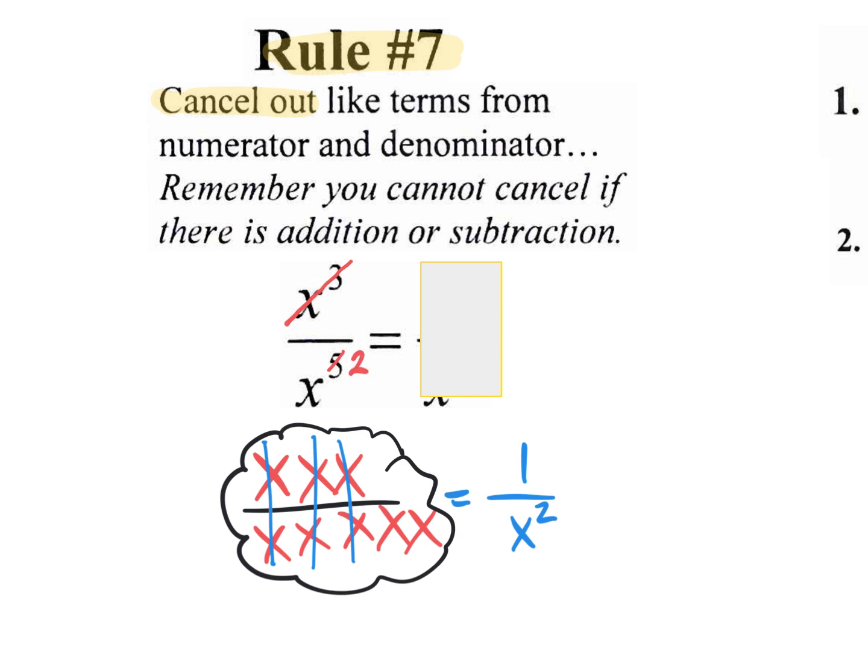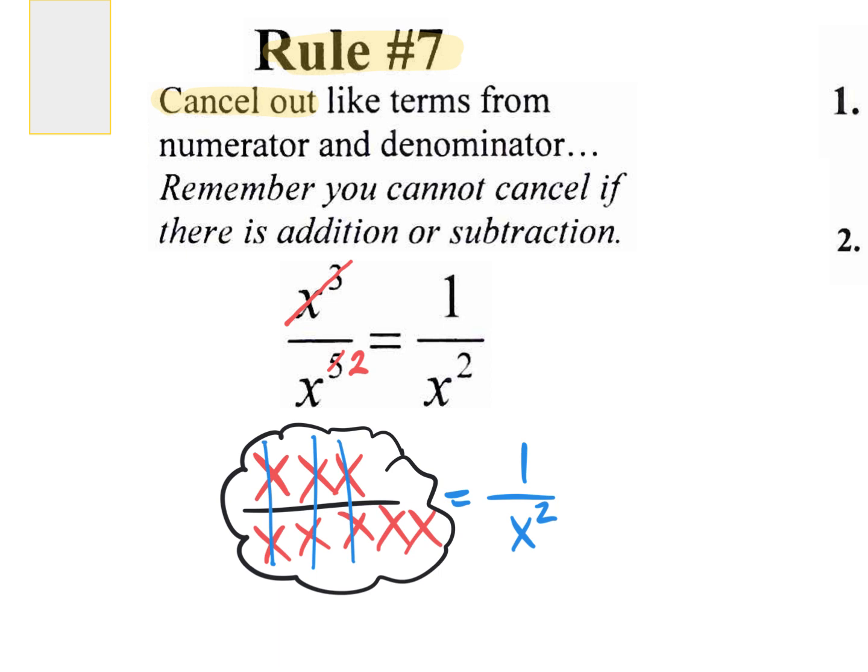Nothing on top over x squared on the bottom. That's what I show right here. Nothing on top, we put a 1 over x squared on the bottom. Now some of us might be thinking, well, if you said nothing on top, why are you putting a 1 up there, right? Well, the fact is, when there's nothing left up on top, you have to put a 1. When there's nothing left on the bottom, then you don't really need to put a 1.